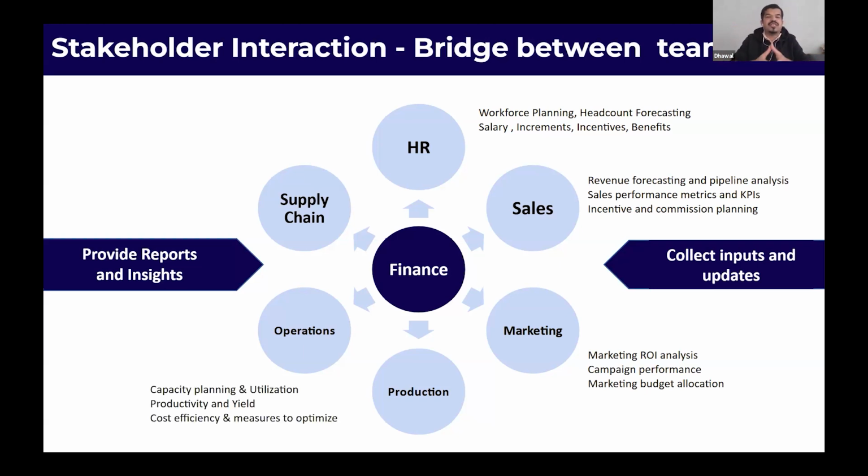With production and operations, you'll always be planning capacity, utilization, what is the productivity, what is the yield ratio, what is the normal waste, right? Cost efficiency, supply chain optimization, all of these things will come with operations. Inventory management, working capital optimization, freight cost optimization, how do you improve the supply chain cost? All of these things will come with the supply chain department as well, right?